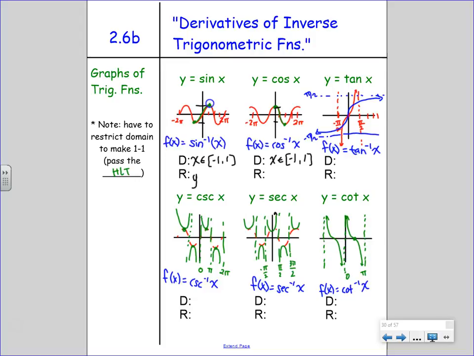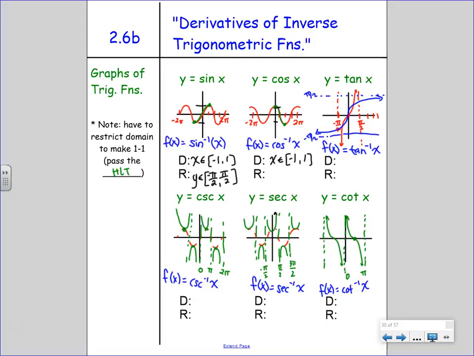Range. Sine, in order to make it past the horizontal line test, we cut it at negative pi over 2 and we cut it at pi over 2. And if you guys can remember from last year, sine inverse, we would only look in the fourth quadrant down to negative pi over 2 and in the first quadrant up to positive pi over 2. We'd only look in quadrants 1 and 4, up 90, down 90 for answers, and that's it.